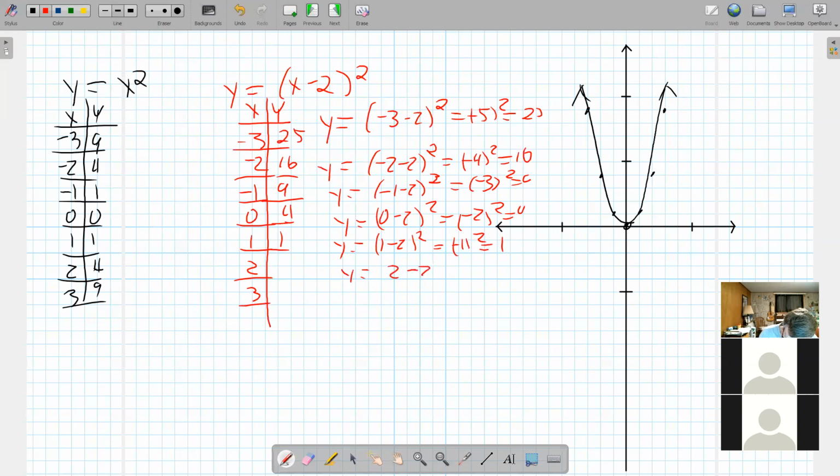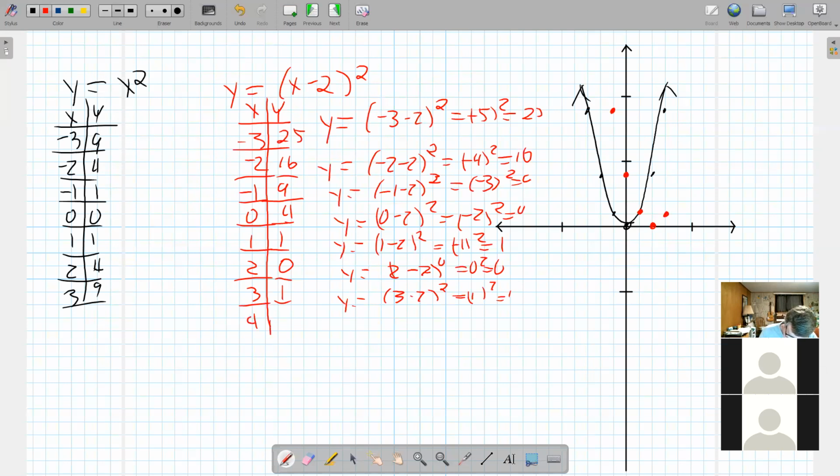Y equals 2 minus 2 squared, which is 0 squared, which is 0. Y equals 3 minus 2 squared, which is 1 squared, which is 1. And I know I'm doing the calculations rapidly, but I want to get the idea of the picture. -3, 25 is not really on this graph. -2, 16, we're kind of pushing it. How about -1, 9? -1, 9 is right there. 0, 4 is right there. 1, 1 is right there. 2, 0 is right there. 3, 1 is right there.